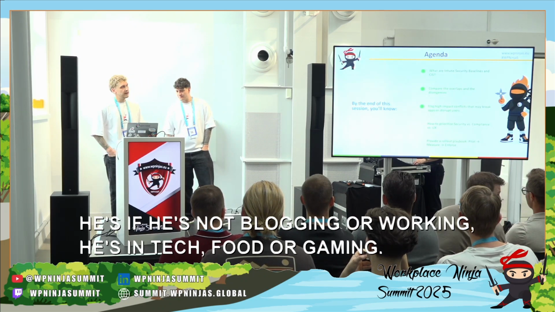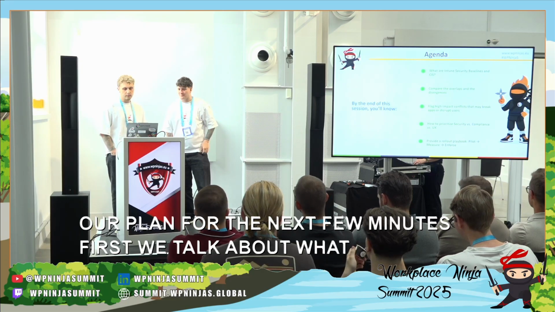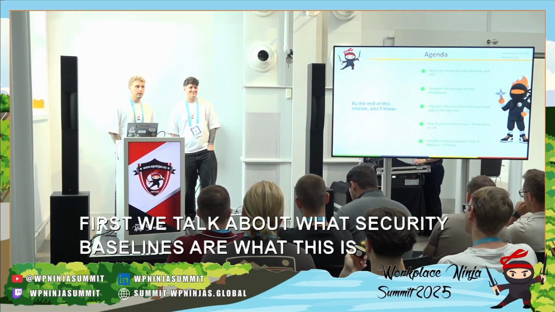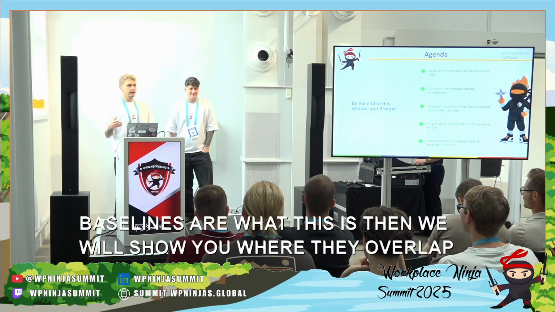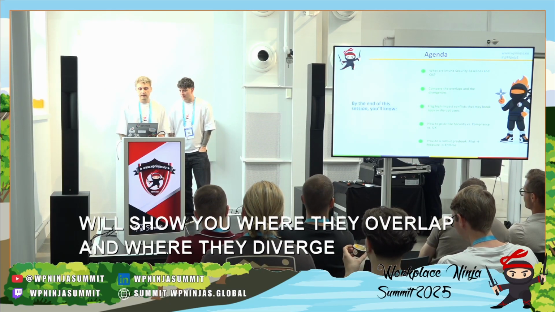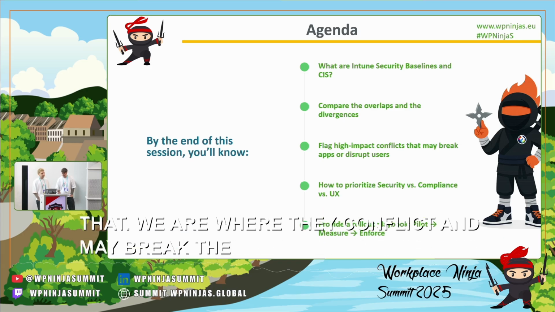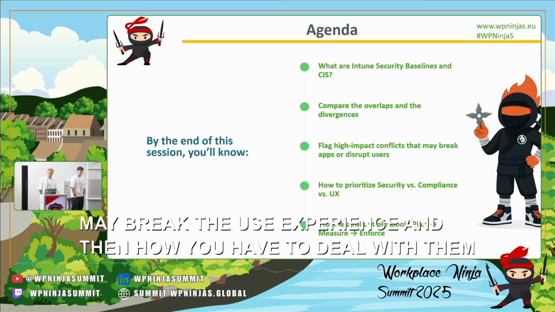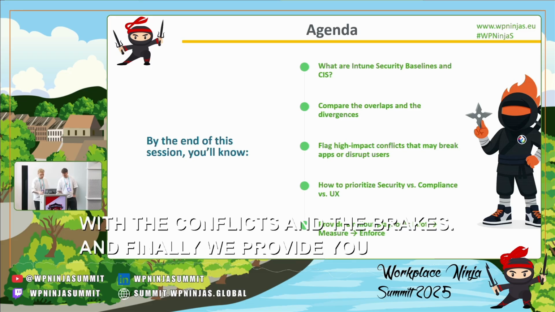Here's our plan for the next few minutes. First, we talk about what security baselines are. Then we will show you where they overlap and where they diverge. Based on that, where they conflict and may break the user experience, and then how you have to deal with the conflicts and the breaks. And finally, we provide you a quick rollout playbook.